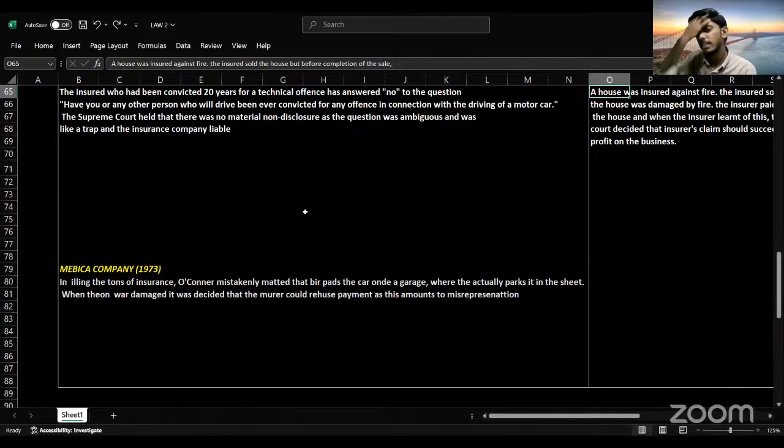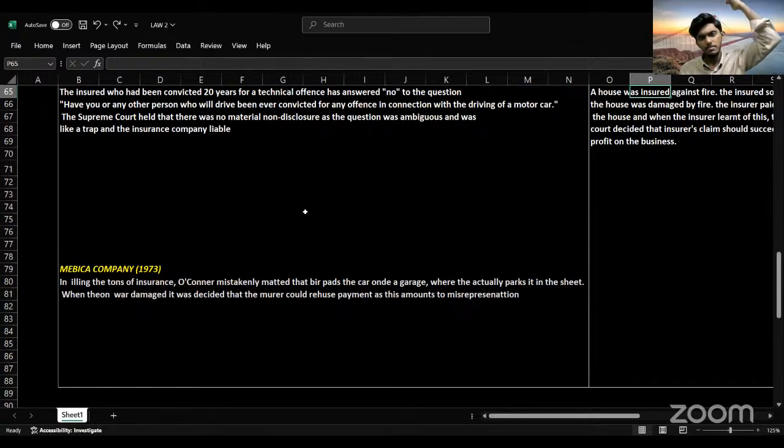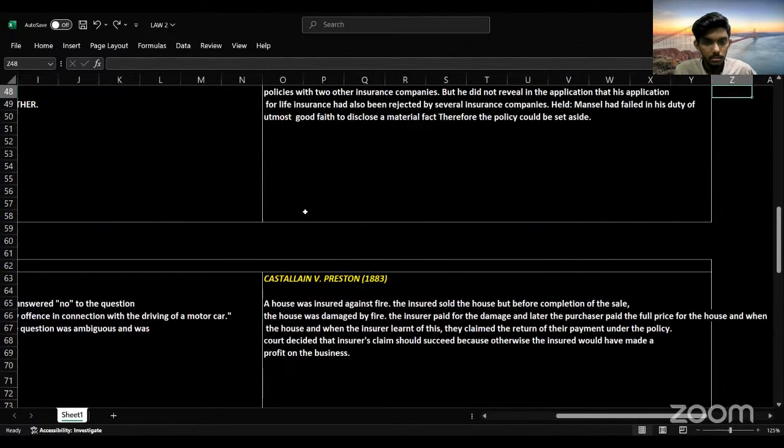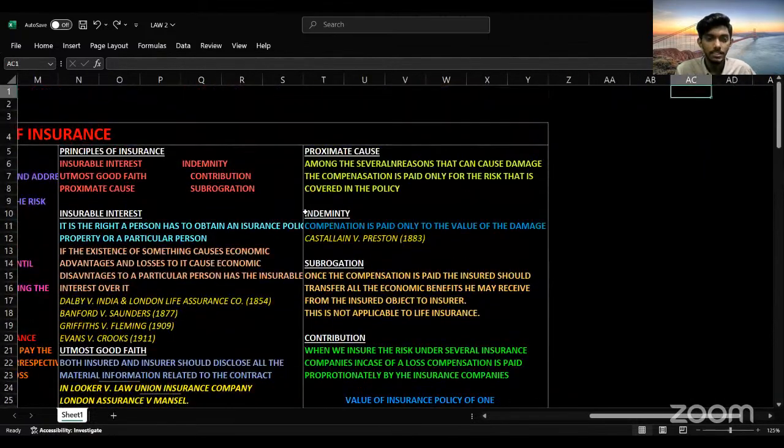So once again, when there is a material misrepresentation, compensation will not be given back. Only material misrepresentation matters, whether it is negligent or fraudulent. Compensation will not be given.